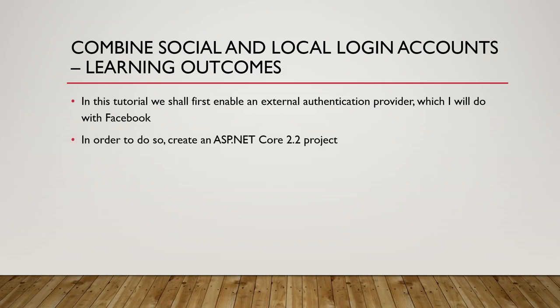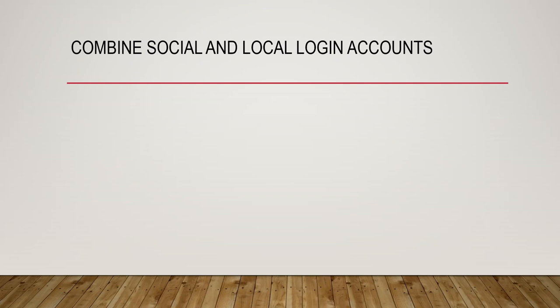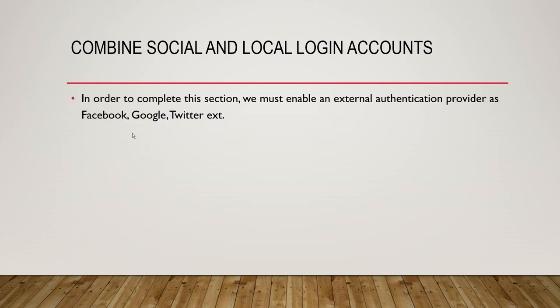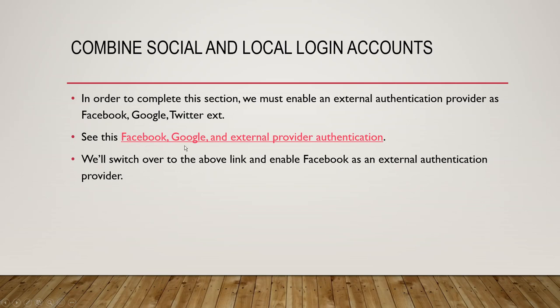In order to do so, we'll have to create an ASP.NET Core 2.2 project and follow the relevant topic on Facebook instructions to configure our application to use Facebook as an authentication provider. So in order to complete this section, we must enable an external authentication provider such as Facebook, Google, Twitter, etc. Now you have to see this link, Facebook, Google, and external provider authentication. This link leads to a Microsoft documentation which I will be following, and I will put it in the description. And we'll switch over to the above link and enable Facebook as an authentication provider following the steps.